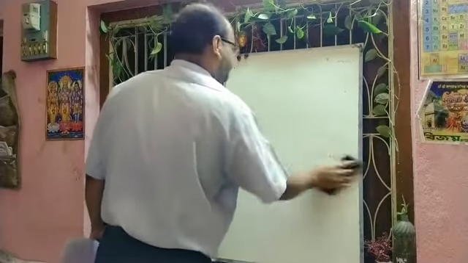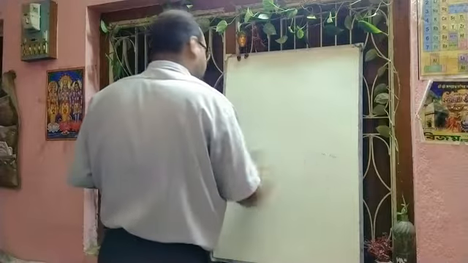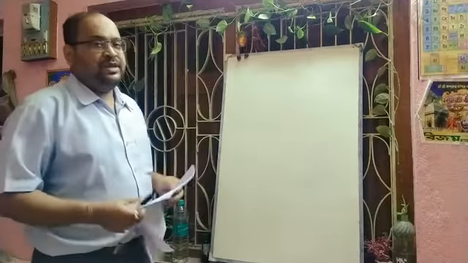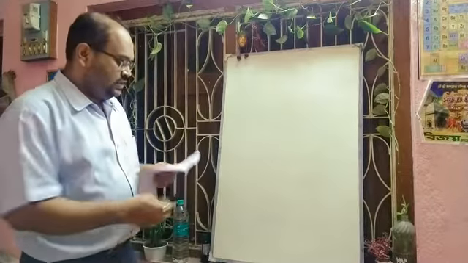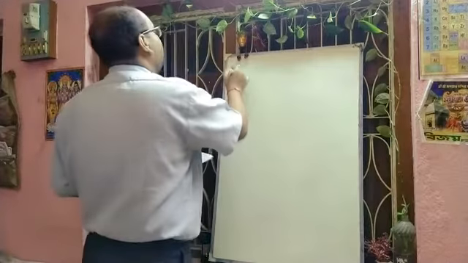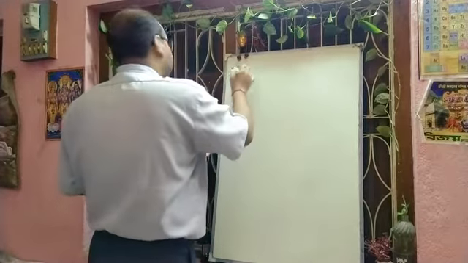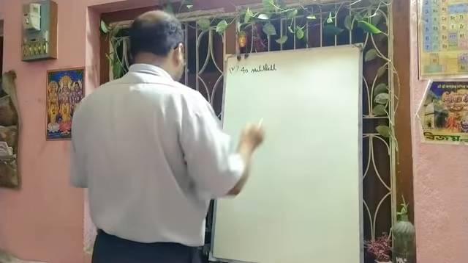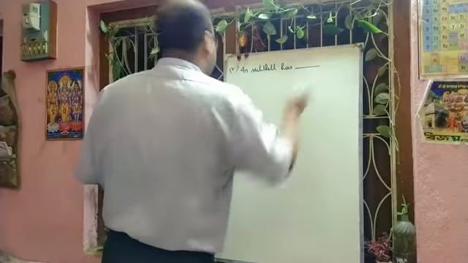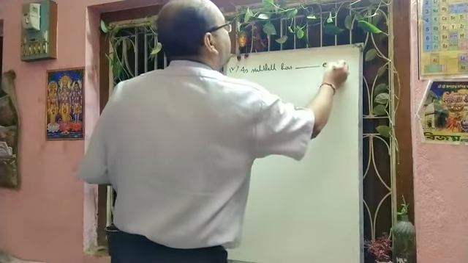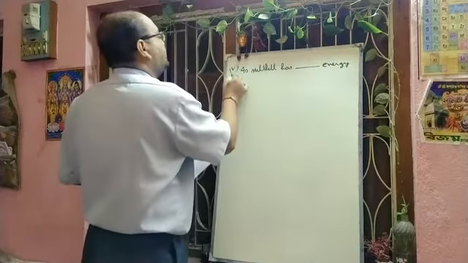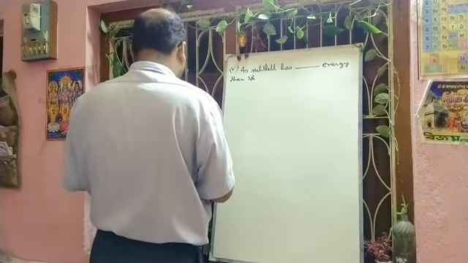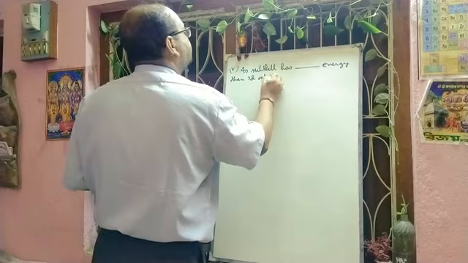Next we will go to the second chapter, the structure of atom. So here first question I am discussing, question number 5, that 4s subshell has dash energy than 3d subshell, 3d orbital or subshell.